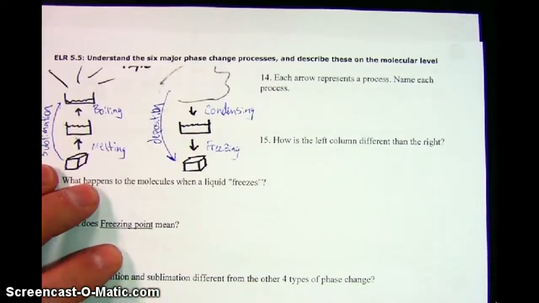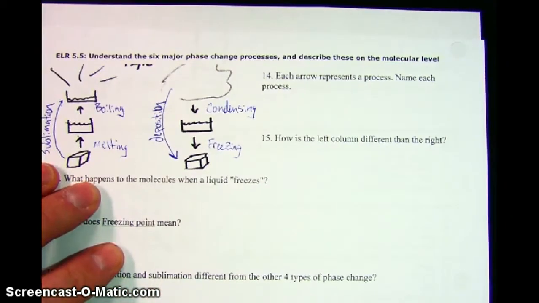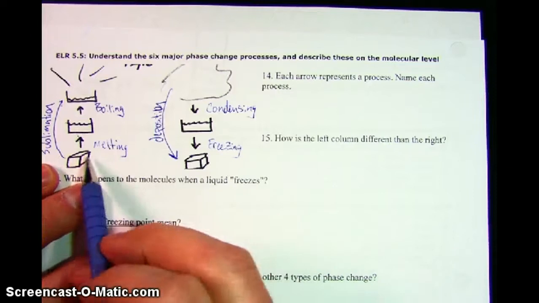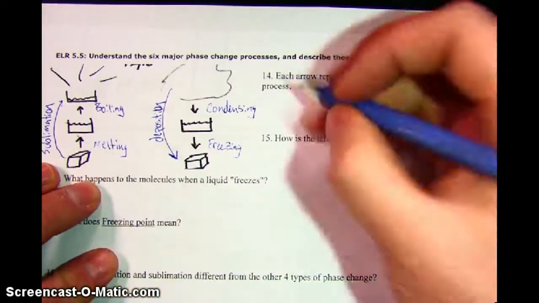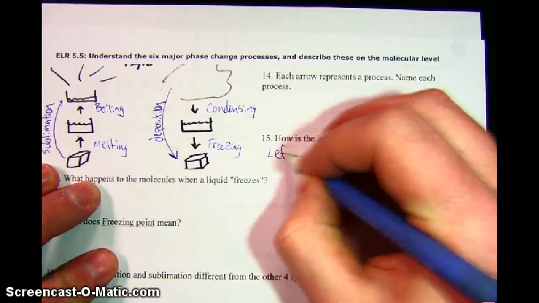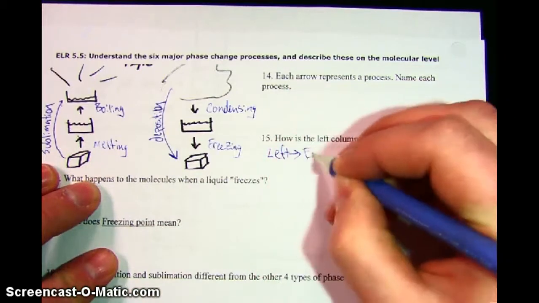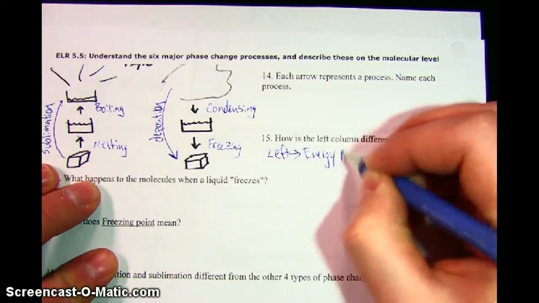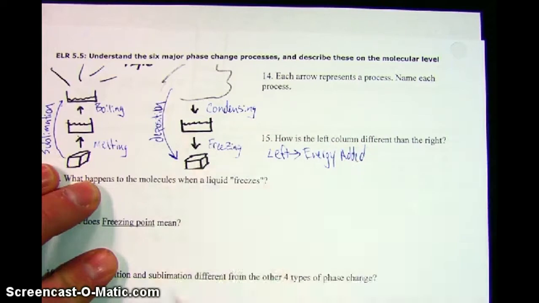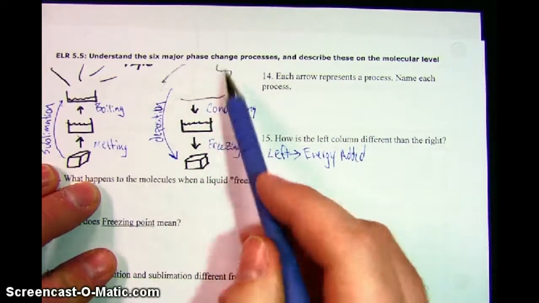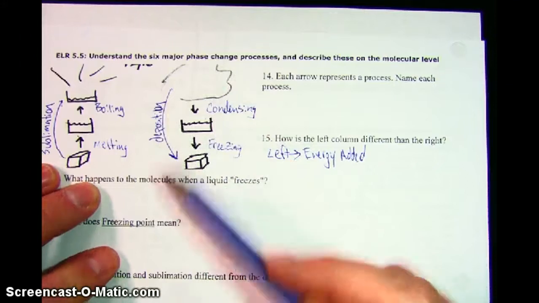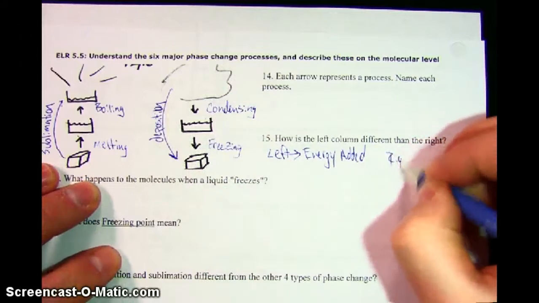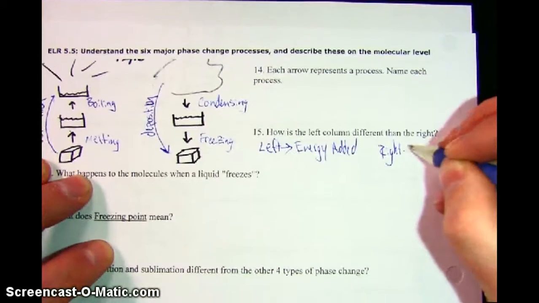Okay, number 15. How is the left column different than the right column? Well, on the left column, what's happening is energy is being added at each step. So on the left, energy added. And then on the right-hand side, it's the exact opposite. In order to go from a gas down to a liquid and then down to a solid, or to go straight from a gas down to a solid, on the right, energy removed.